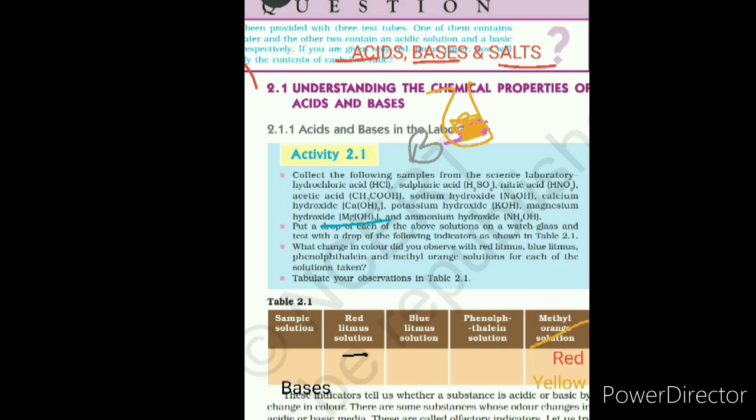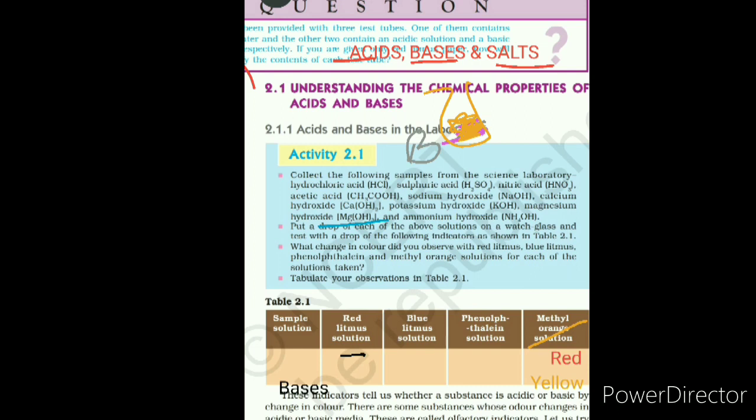So in the next video we will learn about the reaction of acids with metals and others. So that's all for today.